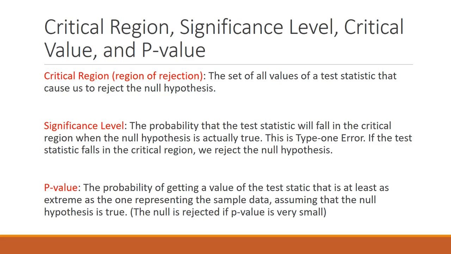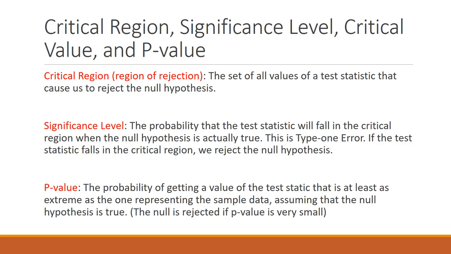All right. The significance level. That is the probability that the test statistic will fall in the critical region when the null hypothesis is actually true. The significance level is the level of type 1 error. If the test statistic falls in the critical region, we reject the null hypothesis.